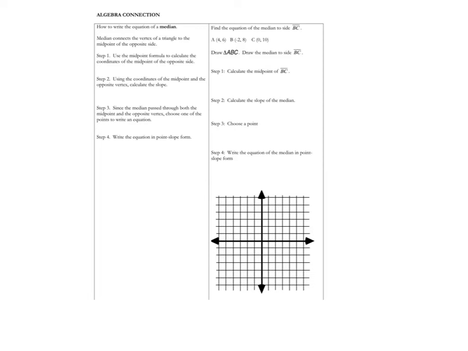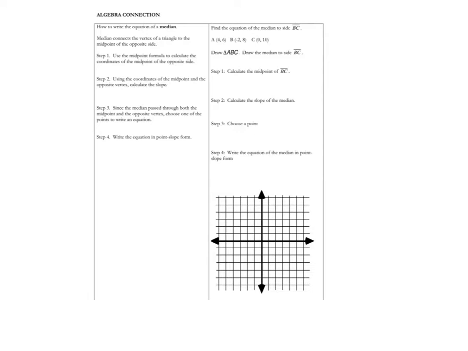Hey guys, so today in class we did not get to the algebra connection of our notes. It's really important that we go through a couple of these so that you really understand the process. It's a lot like writing the equation for the perpendicular bisector. There's four steps, and I'm just going to take you through a couple of these examples right now, since I'm not going to be in class tomorrow, to explain it to you guys.